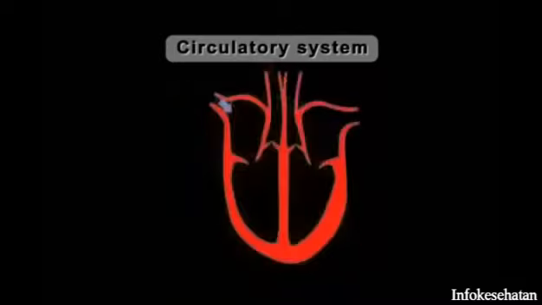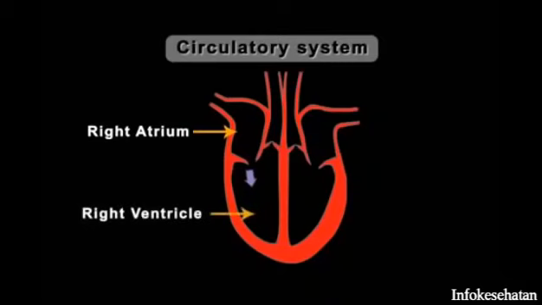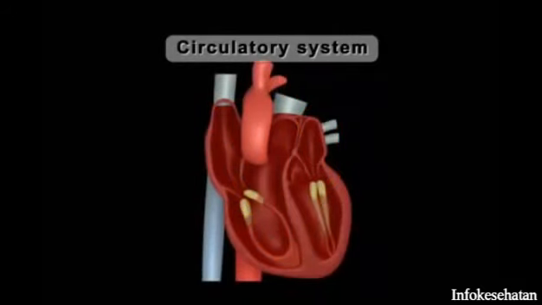Deoxygenated blood from different parts of the body enters the upper right chamber of the heart, called the right atrium, as it dilates. The right atrium then contracts, allowing blood to flow into the right ventricle, which contracts with the expansion of the right atrium to receive the blood through the one-way valve. The right ventricle then contracts, pushing the blood into the pulmonary artery, which carries deoxygenated blood to the lungs for oxygenation.